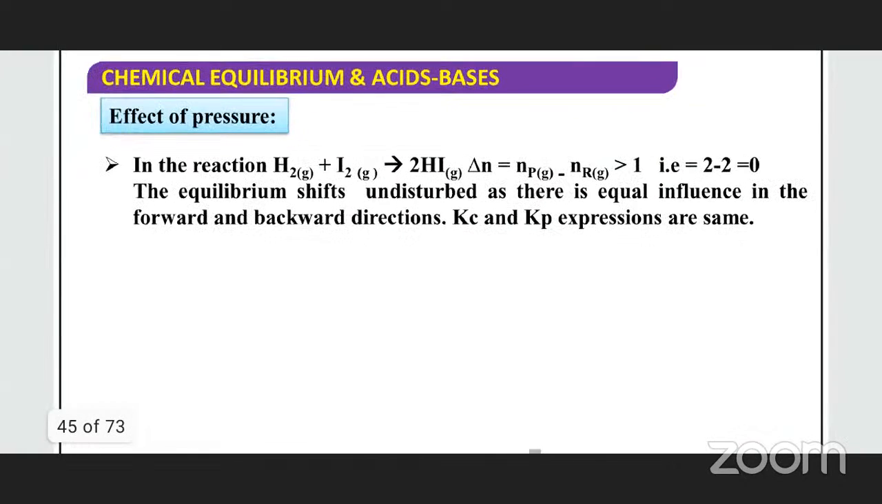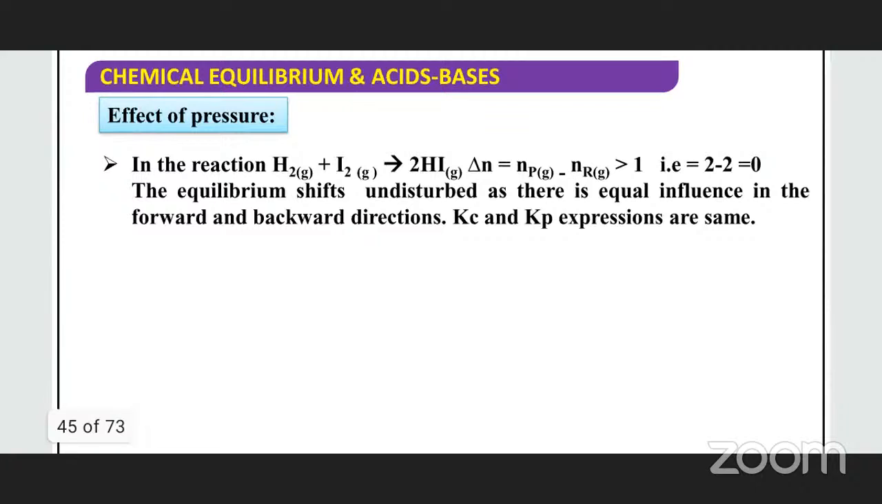In the reaction H2 + I2 ⇌ 2HI, delta n is equal to the number of moles of product minus the number of moles of reactant. 2 minus 2 equals 0. The equilibrium shifts undisturbed as there is equal influence in the forward and backward reaction directions. Kc and Kp expressions are the same.